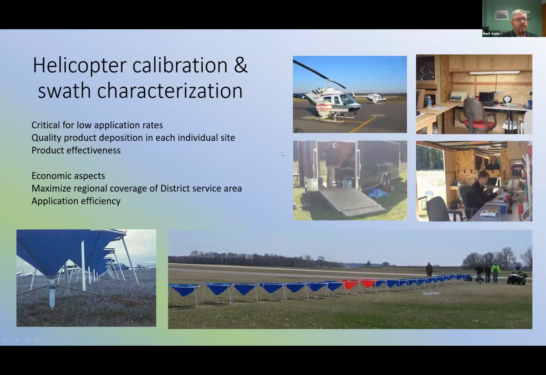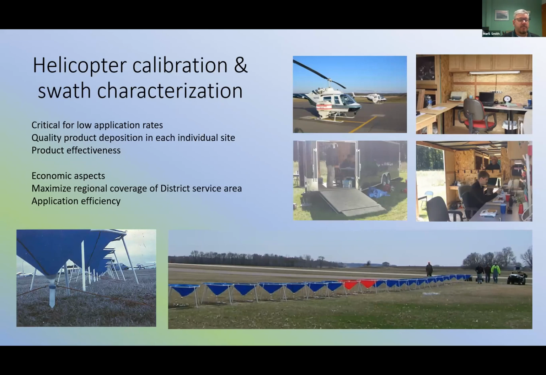So one of the things that we focus on, since we do all of our work with helicopters, is really doing a good job with that application platform. It is really critical for these low rate applications, talking in the ballpark of 3, 4, 5 pounds an acre, that you do a really good job. All of us know that if you get the product where the mosquitoes are at the right dosage, you'll have real good control. So that's really our target.